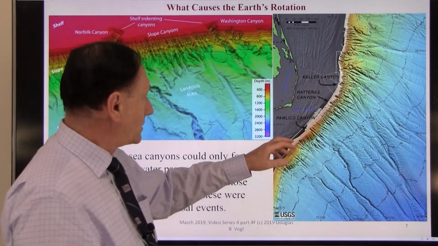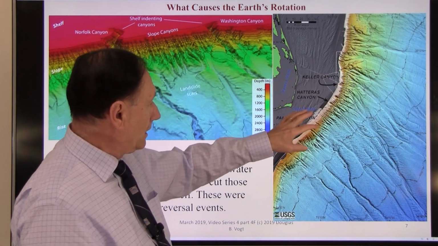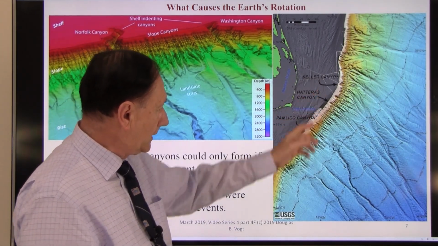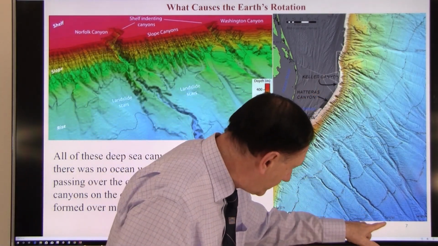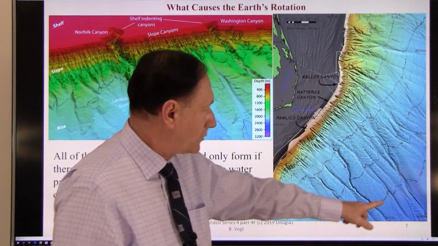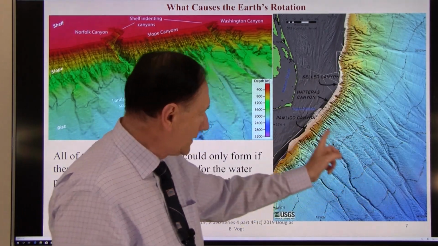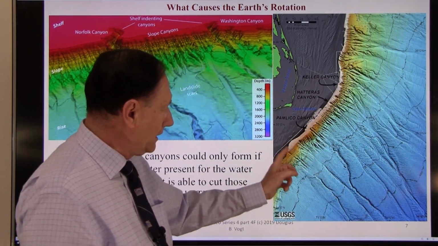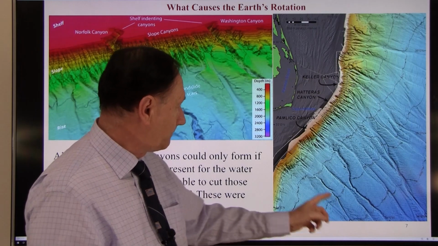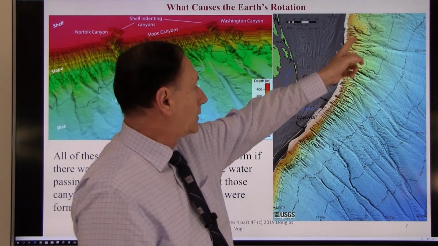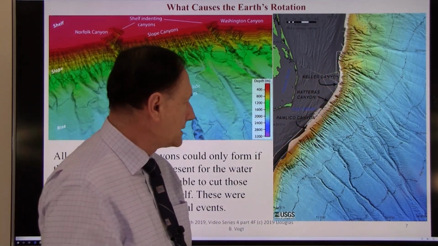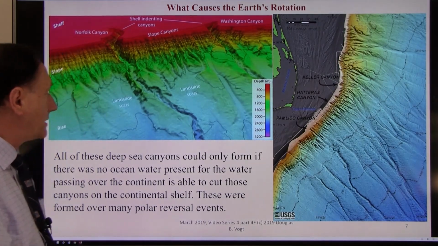Here's the East Coast, Cape Hatteras, off the coast of North Carolina. This actually goes 4,000 meters, 13,000 feet below sea level. It just keeps going. All very obvious. It was all done by water, and there was no ocean water there. All along the entire continental shelf, you could see it. It's as plain as day. You'd have to be blind not to see it.